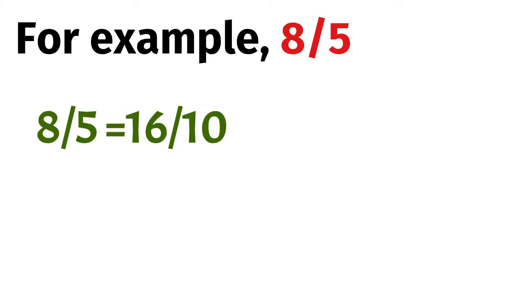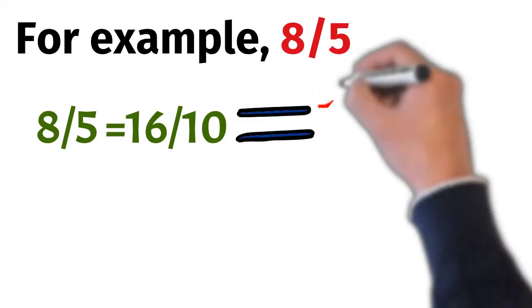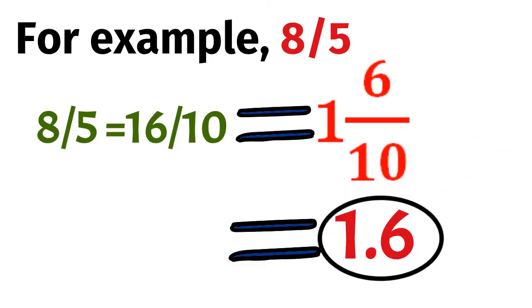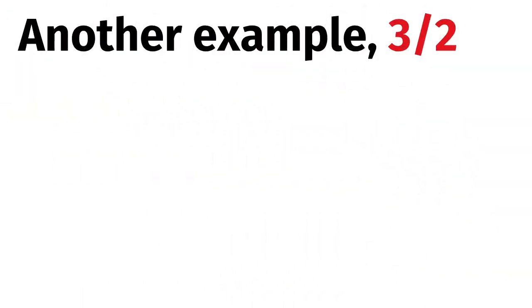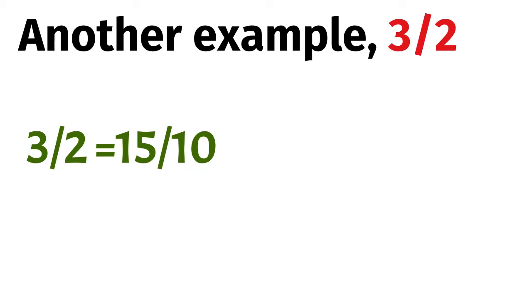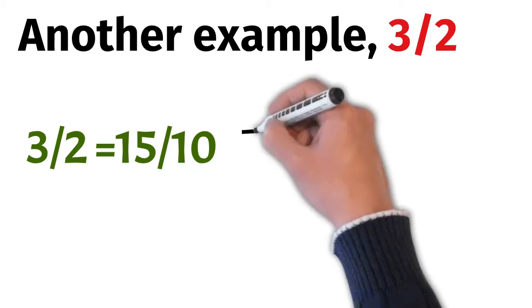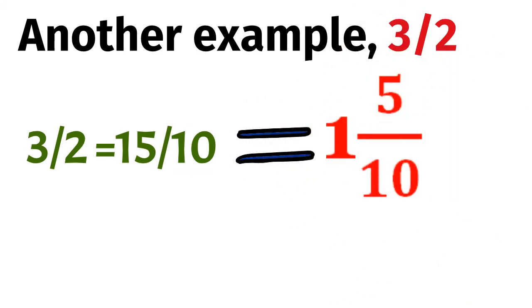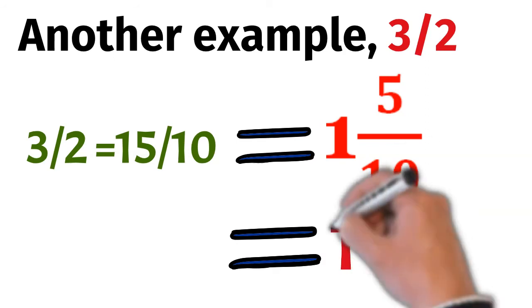16 by 10 being an improper fraction can be written as 1 and 6 by 10, which is equal to 1.6. Next example is 3 by 2. To change its denominator to 10, we have to multiply both numerator and denominator by 5. And we get the equivalent fraction of 3 by 2 as 15 by 10. 15 by 10 is an improper fraction and can be written as 1 and 5 by 10, which is equal to 1.5.